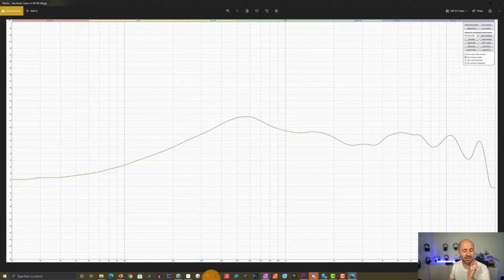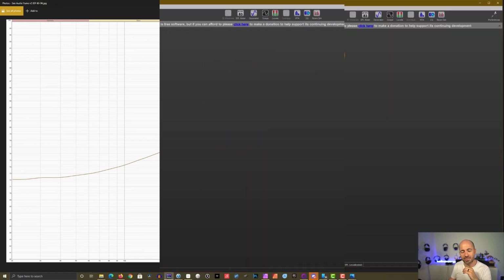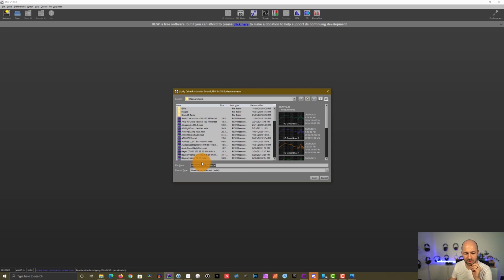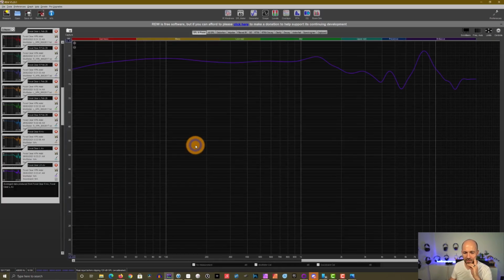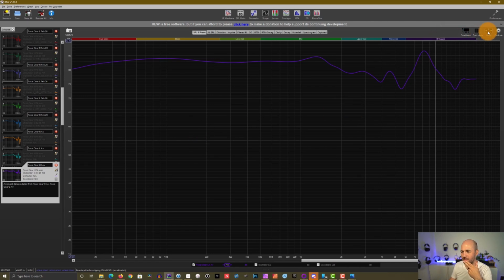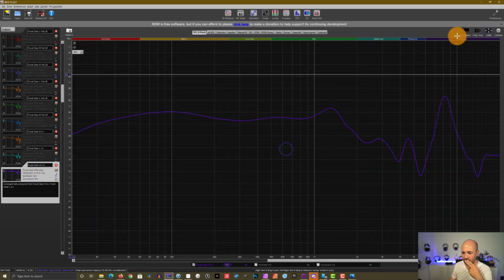Now for a little bit of a technical deep dive, and nothing too technical, let me open up the Room EQ Wizard. This is the software that I use to do all my measurements. Let's have a look at one of my measurements. We might open up, let's have a look at the Focal Clear. Okay, so this is my measurement of the Focal Clear. I'm just going to make sure we're looking at it with a good range of balance.